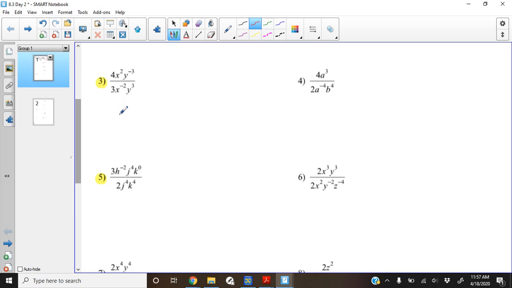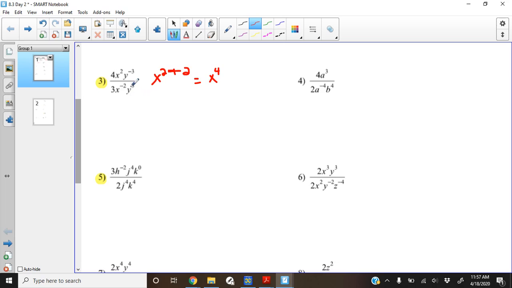Next problem we're going to be doing, let's see. So we have x squared divided by x to the negative 2. So remember, keep your base and subtract your exponent. So x squared minus this exponent, which is negative 2. Double negative turns it to positive. So you end up with x to the fourth.